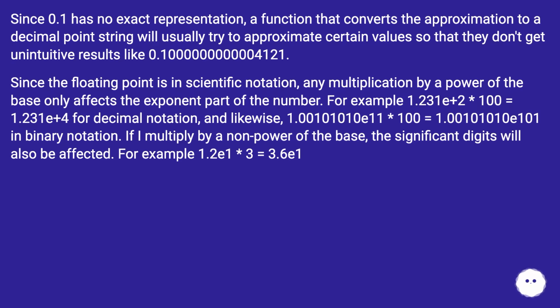For example, 1.231e+2 * 100 is equal to 1.231e+4 for decimal notation, and likewise, 1.00101010 * 10^11 * 100 equals 1.00101010 * 10^101 in binary notation. If I multiply by a non-power of the base, the significant digits will also be affected. For example, 1.2 * 10^1 * 3 equals 3.6 * 10^1.